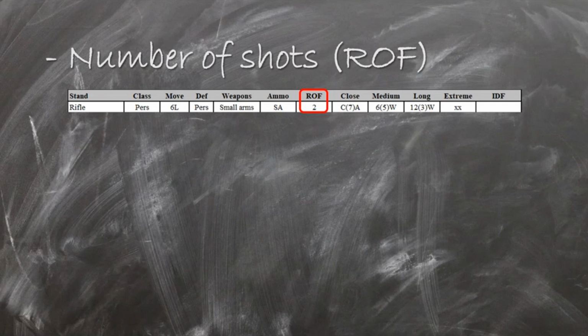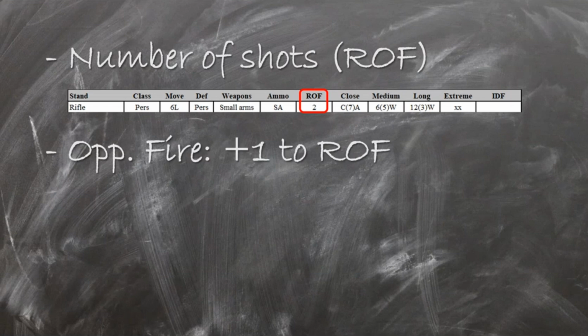The first thing you do is you look at your rate of fire to figure out your number of shots. Now, these rifle stands of the Germans here, because they've got a large number of automatic weapons, have a rate of fire 2. Most infantry stands only have a rate of fire of 1. If they're firing in the opportunity fire phase, then each stand gets +1 to its rate of fire. It's able to put more effective fire on target.